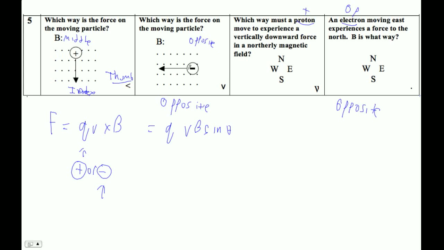Here I'm going to do this. I'm going to put my index finger this way. My middle finger is out of the page. This is my middle finger, and those dots mean out of the page. Okay, so there we go. My thumb is now actually pointing up the page, but it's an electron, so it's down the page. So negative, my thumb is down the page, because it's a negative particle.